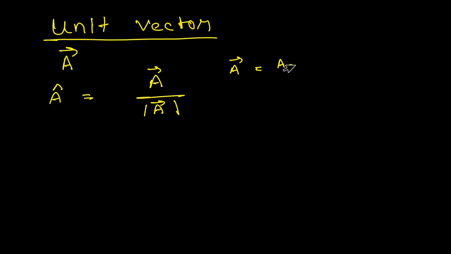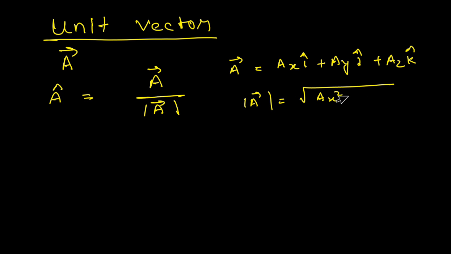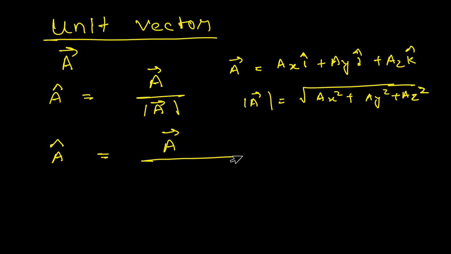Suppose vector A is equal to ax i plus ay j plus az k. Then the modulus of vector A is equal to the square root of ax square plus ay square plus az square. So the unit vector in the direction of vector A is equal to vector A upon the square root of ax square plus ay square plus az square.